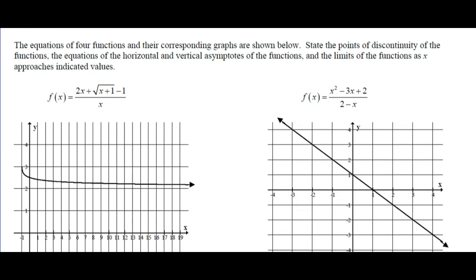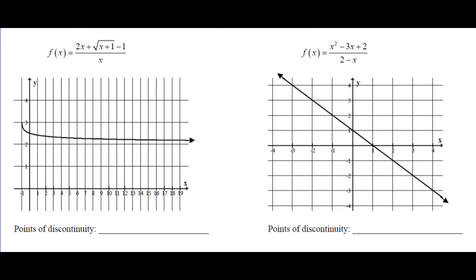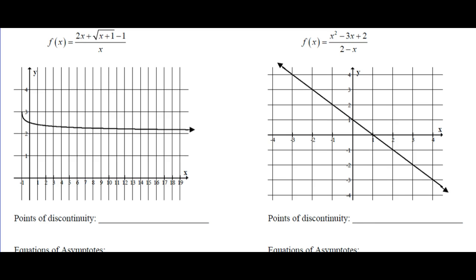Exercises. The equations of 4 functions and their corresponding graphs are shown below. State the points of discontinuity of the functions, the equations of the horizontal and vertical asymptotes of the functions, and the limits of the functions as x approaches indicated values. Okay, so here's the first function: 2x plus the root of x plus 1, minus 1 over x. So is there a point of discontinuity? Where? 0.